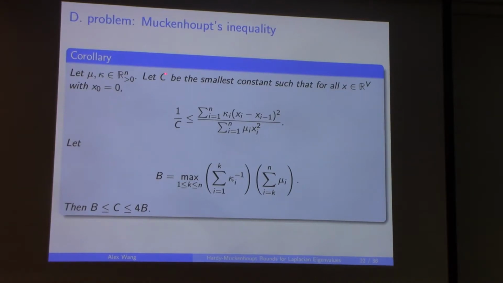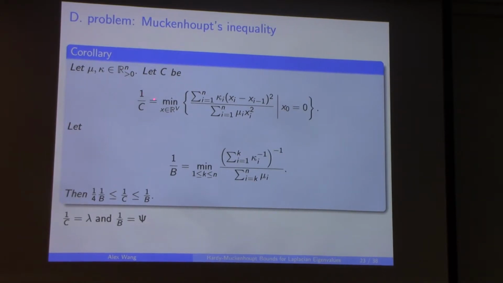We'll get that c is the smallest constant such that for all x with x_0 equals 0, this term is bounded below by 1 over c. So we'll note that if you minimize over x such that this condition holds, this is nothing but the definition of lambda, the Dirichlet eigenvalue. So I'm going to minimize over x, and I'm just going to invert the definition of b. If 1 over c is the minimum, 1 over c is really nothing but lambda, and 1 over b is the minimum over this quantity.